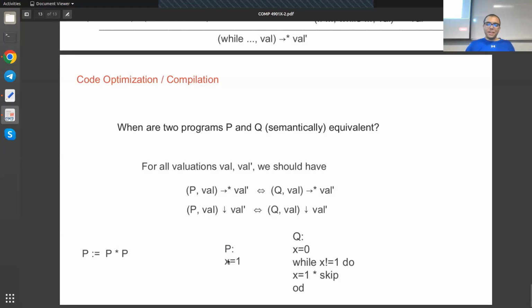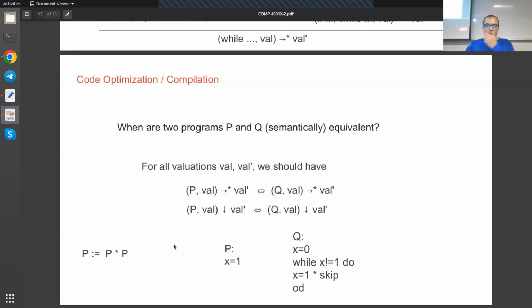So, are these 2 programs equivalent? Okay, why are they not equivalent? Yes, so that's basically the point. Termination is a very important thing, right?